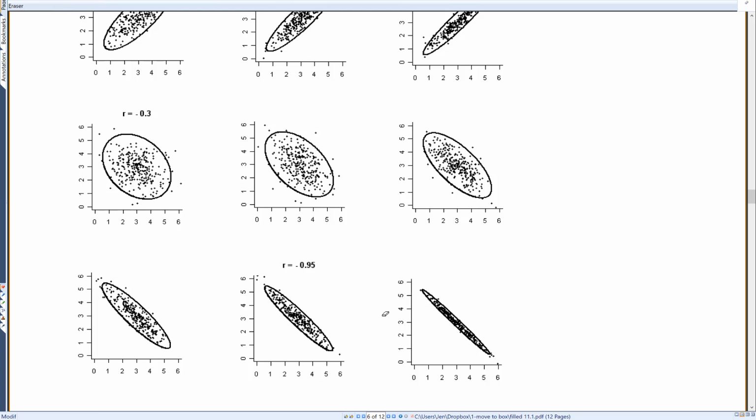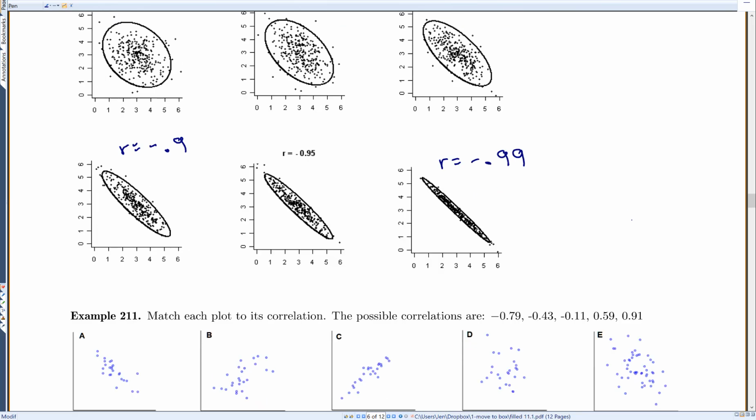Okay. And then we have several different ones until we get all the way up to this one, which says it's negative 0.95. So this one is a correlation of negative 0.5. This one is a correlation of negative 0.7, and this one is a correlation of negative 0.9. So see how our points keep getting closer and closer to that line. This is a correlation of negative 0.95, and this one is a correlation of negative 0.99.